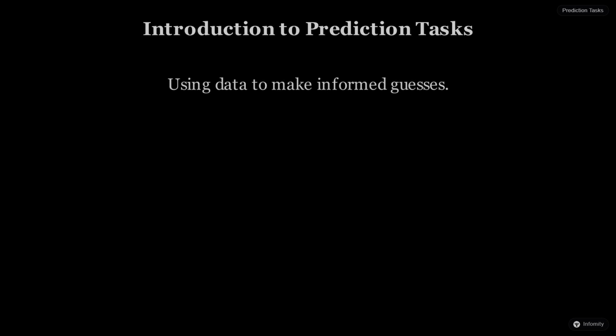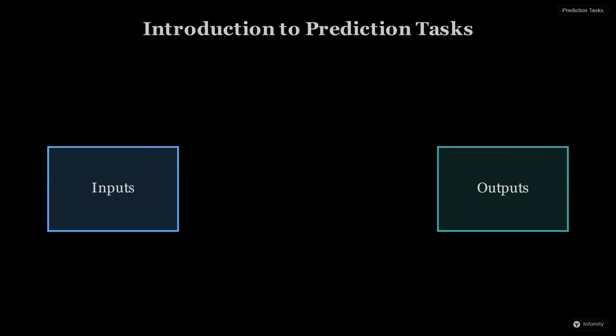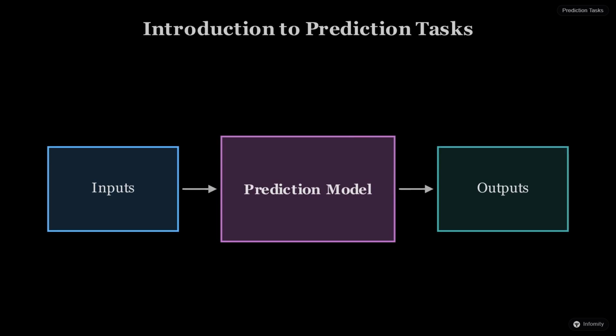In our previous video, we explored the crucial challenges of maintaining high-quality data. Now, we will see what we actually do with that data by diving into the world of prediction tasks. At its core, a prediction task is about using existing information, or inputs, to forecast or determine unknown outcomes, which we call outputs. Think of it as building a system that can learn from past examples to make informed guesses about future or unseen situations. This process involves a prediction model, acting as a bridge to transform our inputs into meaningful outputs, helping us make better decisions.